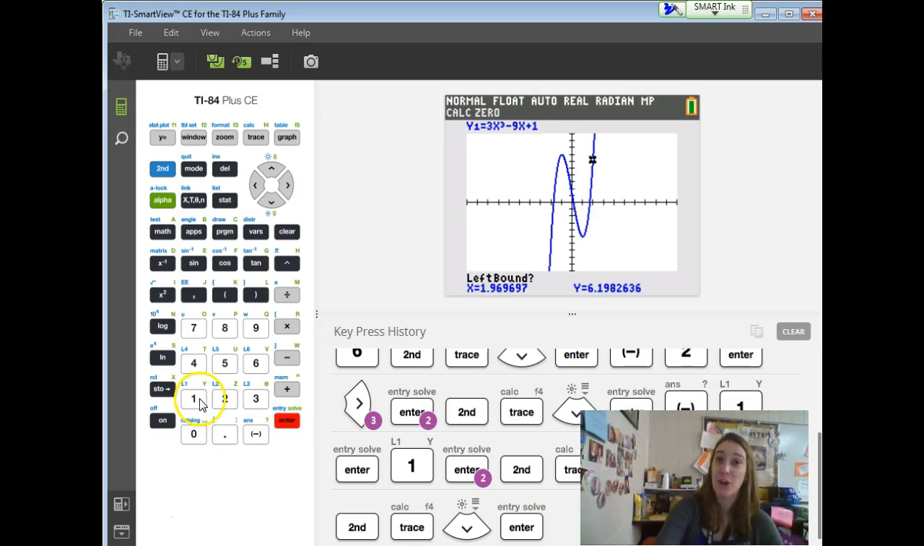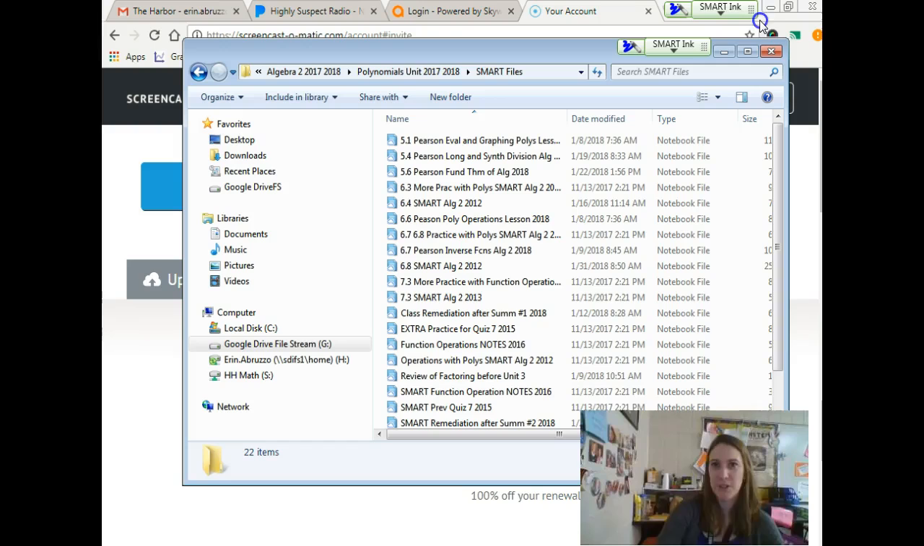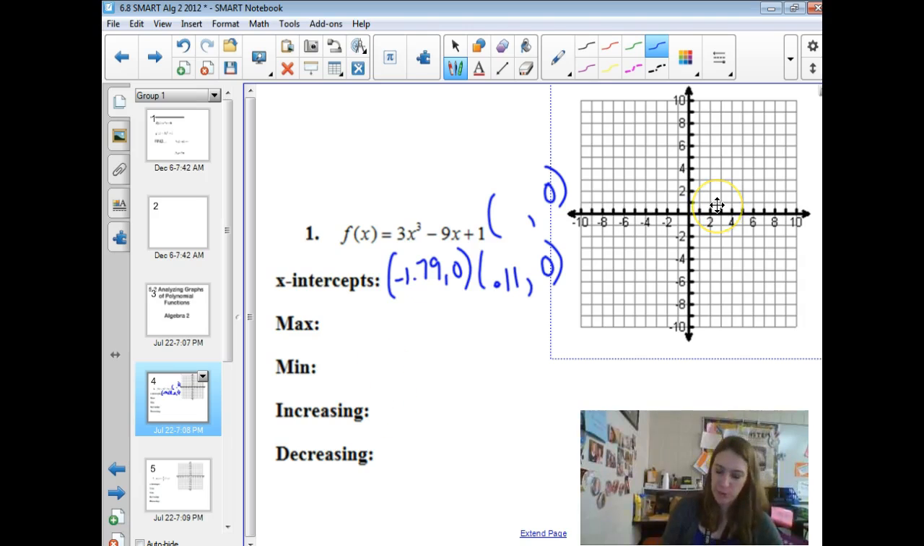Alright, try again. Left bound, let's try 1. That would be to the left of that x-intercept. Apparently 2 is to the right, but I'll go a little bigger and go 3. And then my guess is in between there, so yes, enter. 1.67, rounding to the hundredths place. 1.67.